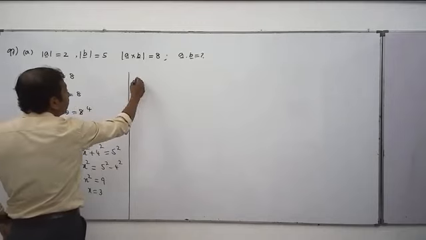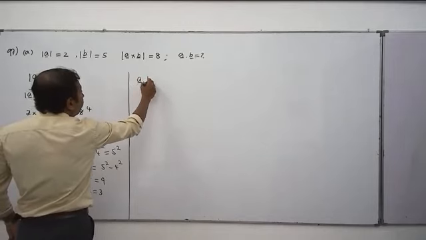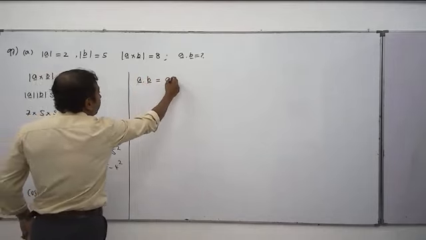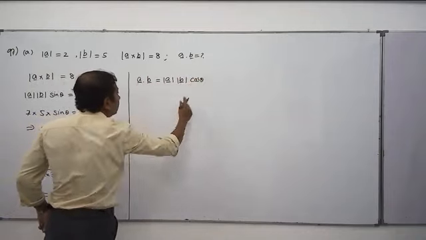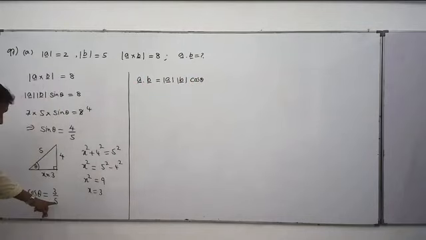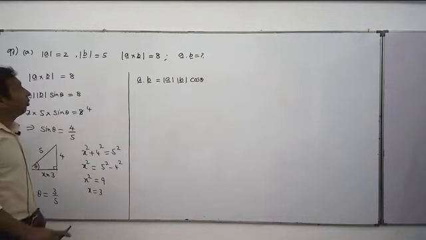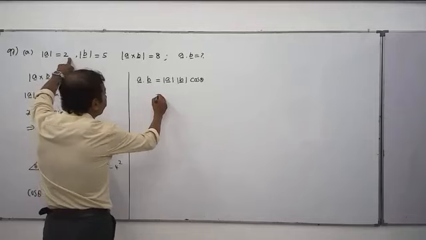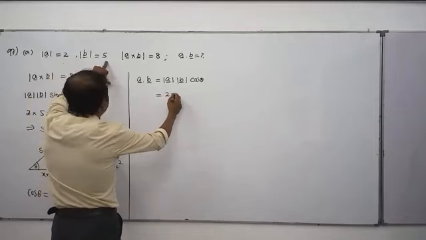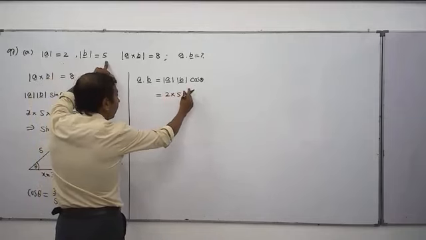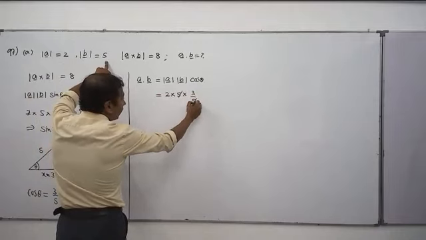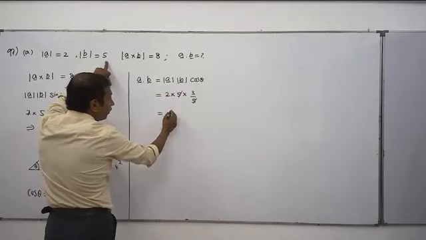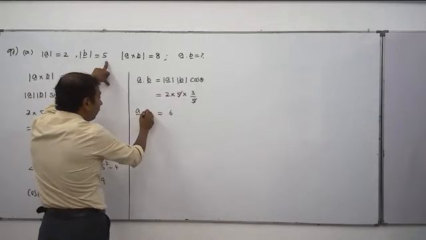Asking A dot B. What is A dot B, people? How do we define A dot B? Modulus of A, modulus of B, cos theta is the A dot B. That is why we found cos theta from here, people. Mod A, it's 2. Mod B, it's 5. And cos theta, people, 3 by 5. 5 and 5 you can cancel down. 2 and 3 product is 6. Therefore, A dot B is 6.